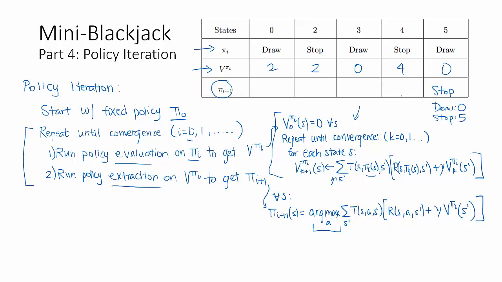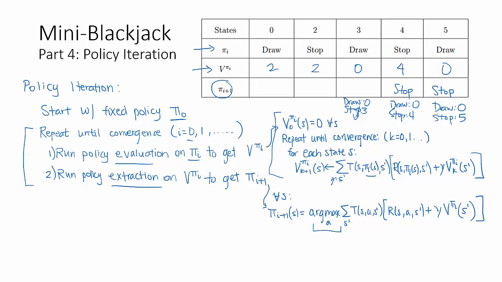For state 4, we can continue to stop and get the reward of 4, or we can now choose to draw. If we draw, we're guaranteed to get a hand that has 6 or higher points, so that gives us a reward of 0. Hence, we should continue stopping. For state 3, we can stop and get a reward of 3, or we can continue drawing. And if we continue drawing, we'll get a reward of 0.